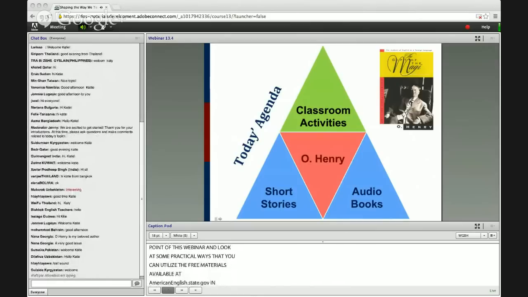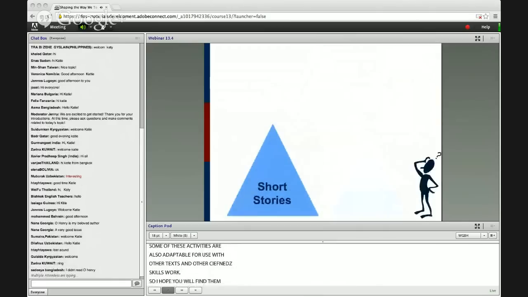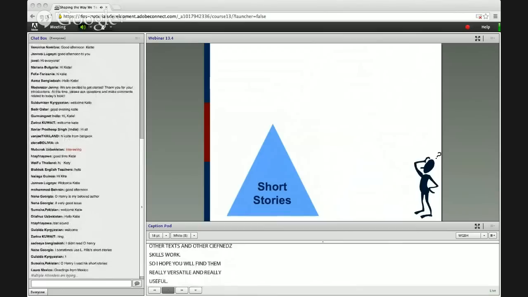And some of these activities are also adaptable for use with other texts and other kinds of skills work. So I hope you'll find them really versatile and really useful. So let's begin with short stories. Why might we use short stories in our class?